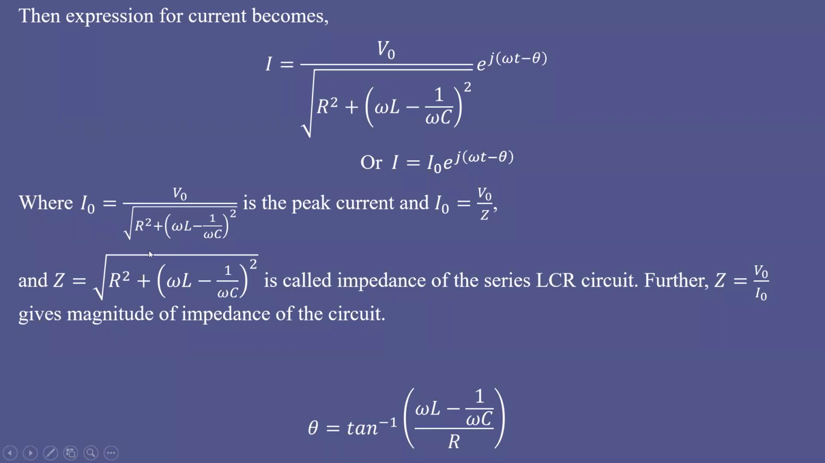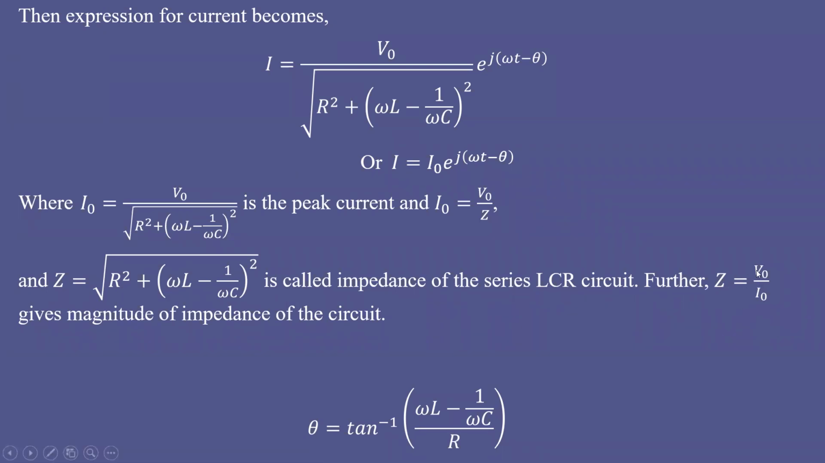So this is a very important formula for solving problems. Problems will usually be asked on the impedance of the series resonance circuit and also to find the current through it. That's why you have to finally represent the current. This is the required equation. The final equation is I equal to I naught into e to the power j omega t minus theta, where I naught is given by V naught by Z. What is Z? Z is square root of R square plus omega L minus 1 by omega C the whole square. This is called the impedance of the series LCR circuit.